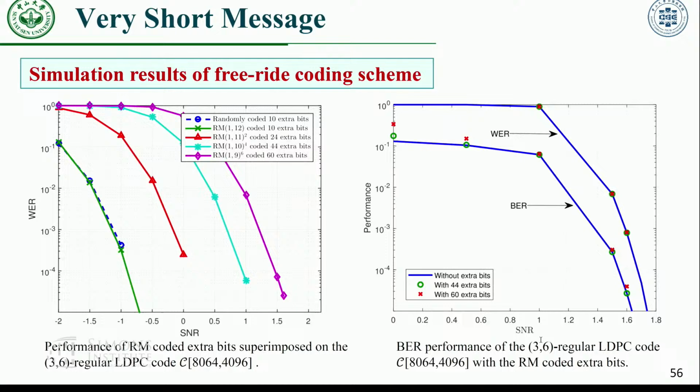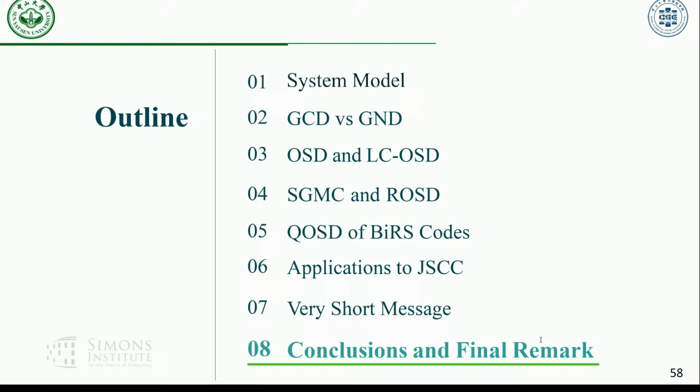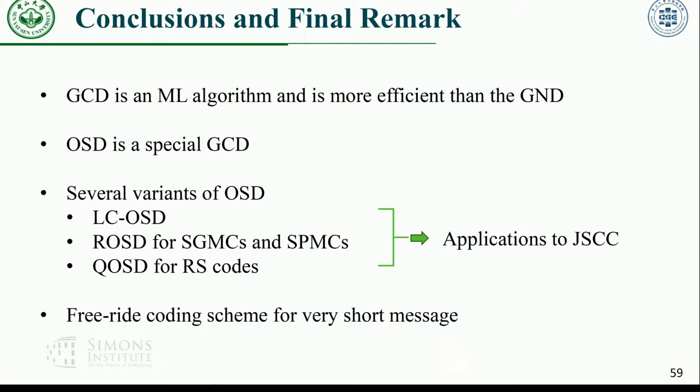But we need more computation, right? That's for a very short message. And the conclusion is GCD is an ML algorithm and is more efficient than the GND. And OSD is a special case of GCD. And we have developed LC-OSD, representative OSD, and the quasi-OSD. And they can find applications to GICC.